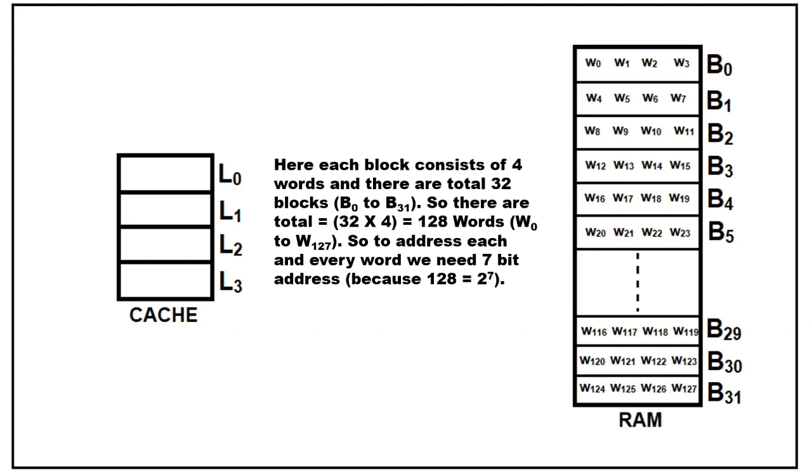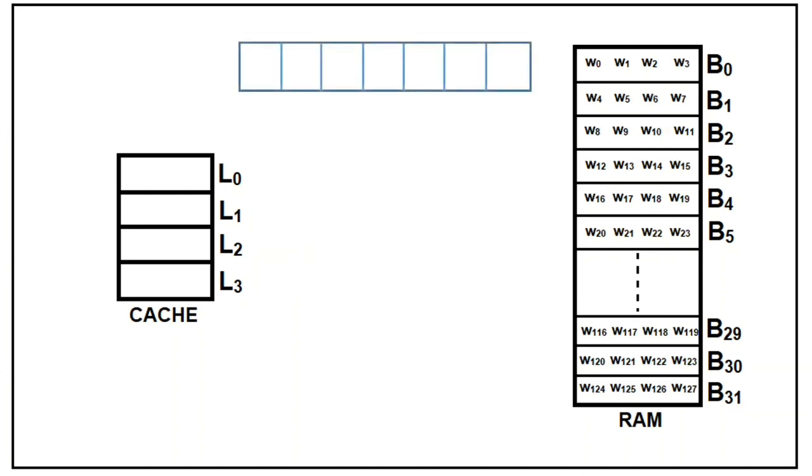Now listen carefully. Here each block consists of 4 words and there are a total of 32 blocks, B0 to B31. So there are a total of 32 into 4, that is 128 words, W0 to W127. So to address each and every word we need a 7-bit address, because 128 equals 2 to the power 7. It is simple, I think it is clear to you. So the total address length is 7 bits.